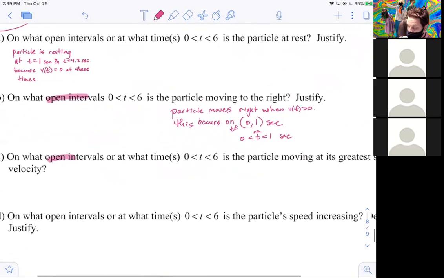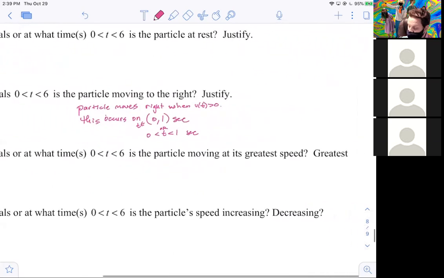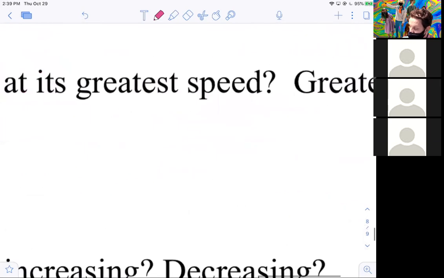Okay, sweet. On what open intervals or at what time is the particle moving at its greatest speed? Greatest speed is going to be the greatest magnitude of velocity, right?